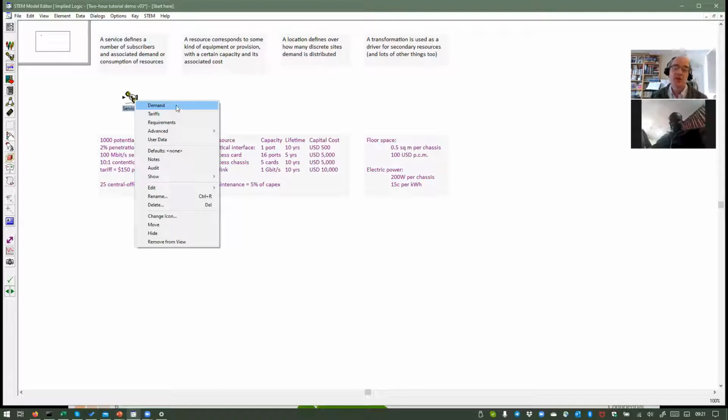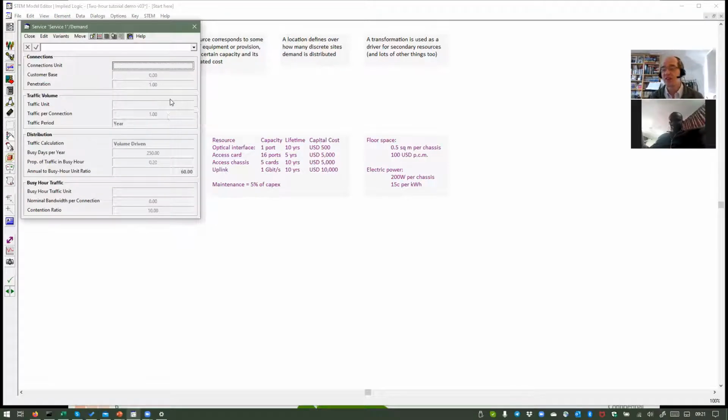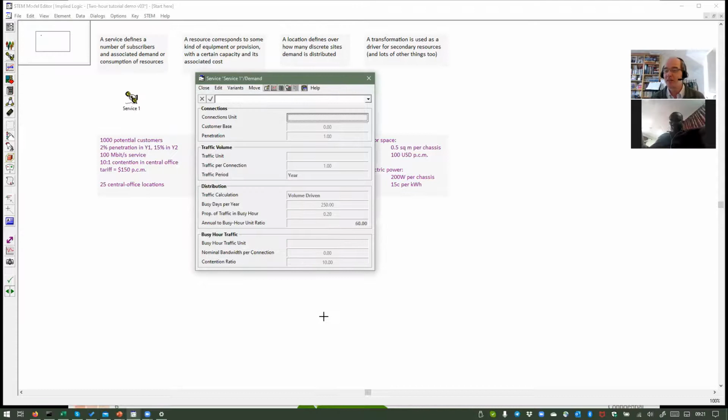So a service has demand assumptions, tariff assumptions, and assumptions about which resources are required. We're going to start with the demand. And unfortunately, this is one of the biggest, if not the biggest, element dialogue in the system, and it's unfortunate this is the first one you have to get your head around. In a simple model, you only need the first part. So if what you're doing is only driven by the number of customers, then actually you can get away with just the first three fields.